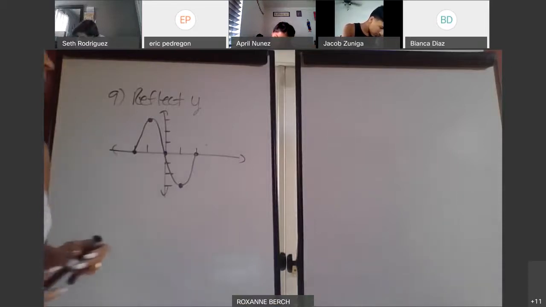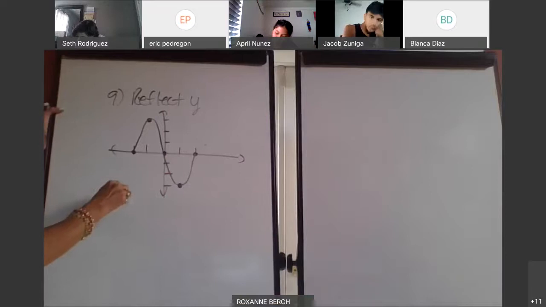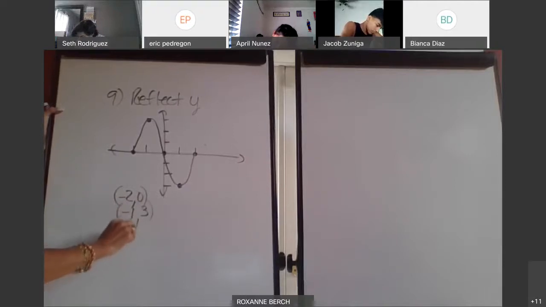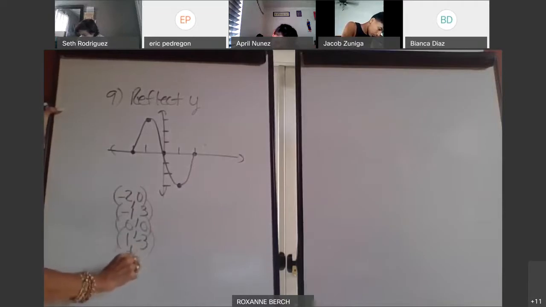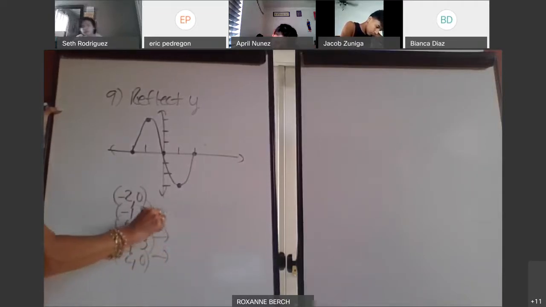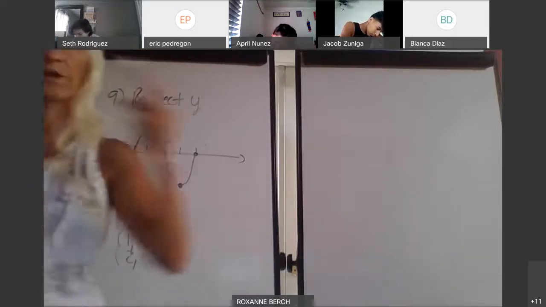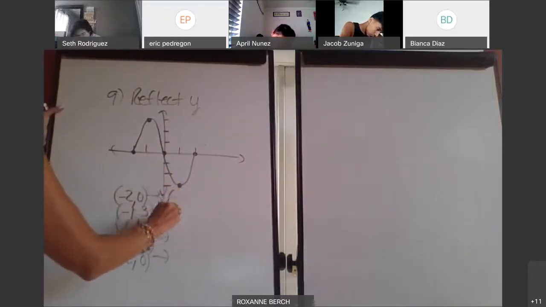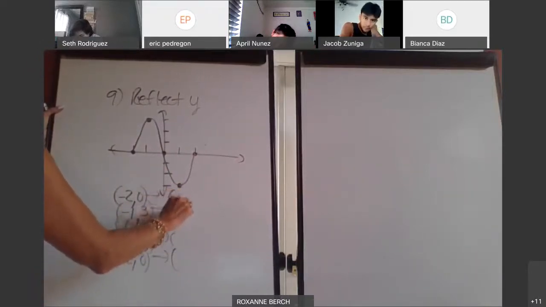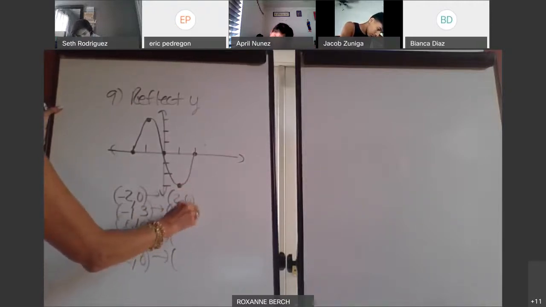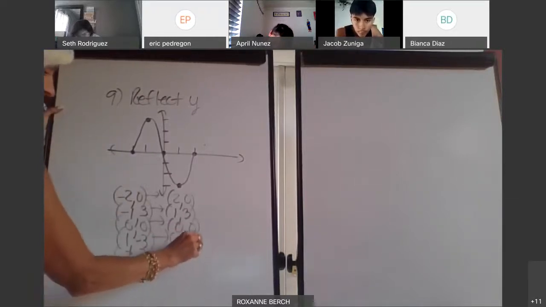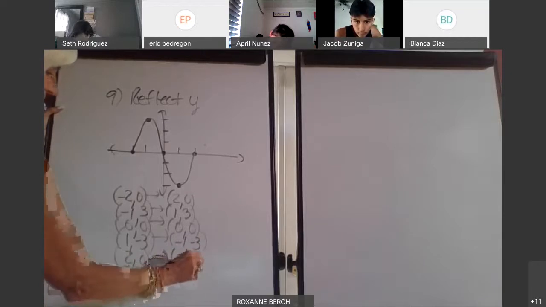All right, now, if we write down these points: left 2, 0, left 1, up 3, 0, 0, right 1, down 3, and right 2, 0. Isn't this a horizontal movement? So don't you negate the x? So this would be a 2. This would be a positive 1. This would just be 0, 0. Negate the x. Negate the x. And graph.